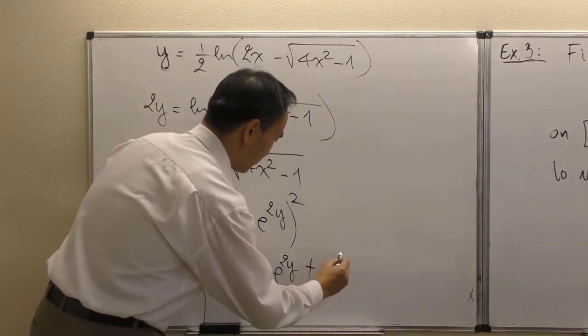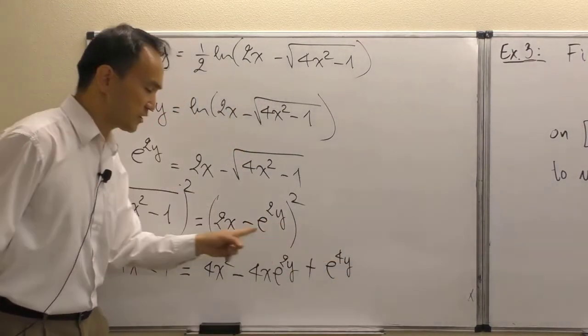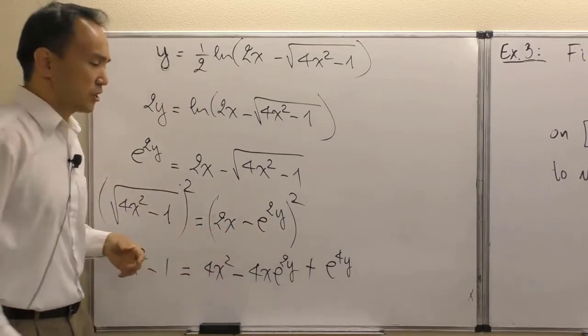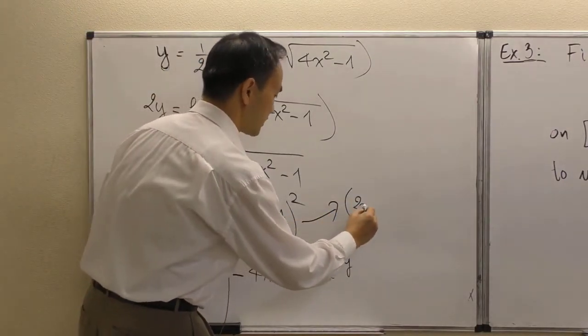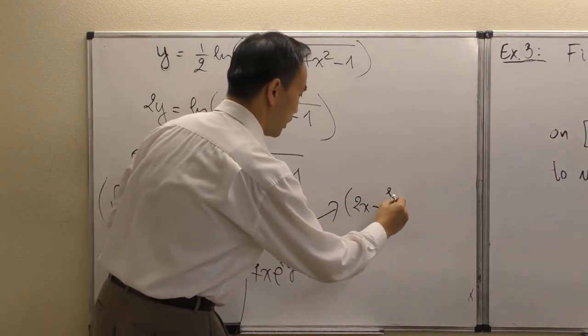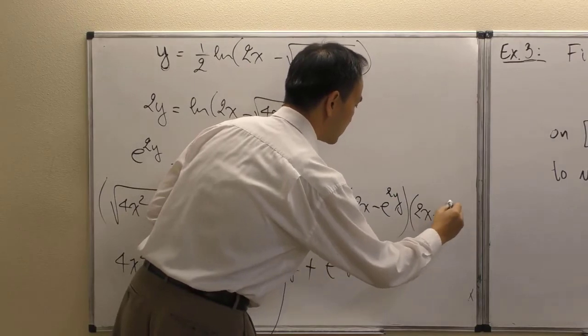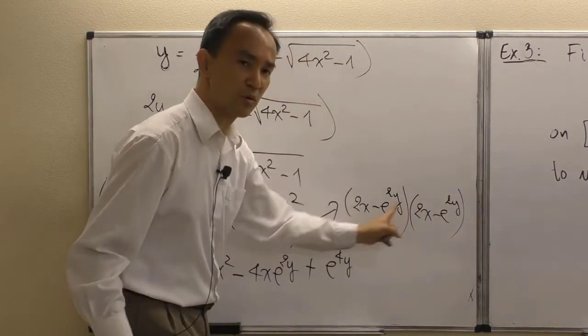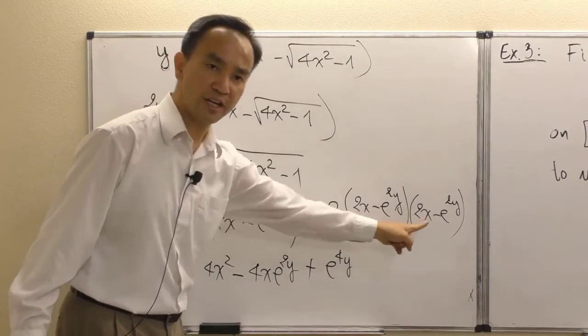So e to the 4y is what I see here. It's the last term after foiling this out. So just a little advice. Think of the square here as 2x minus e to the 2y times itself, 2x minus e to the 2y. That's what I meant by foiling out. We see this square as two identical factors and FOIL it out.